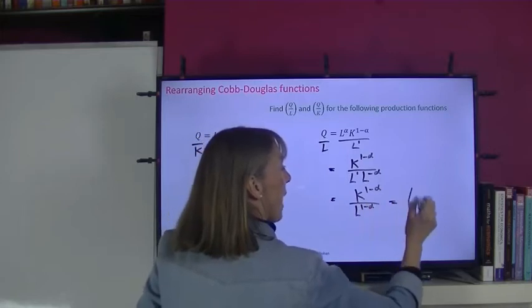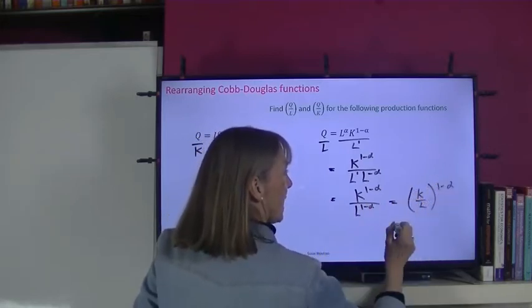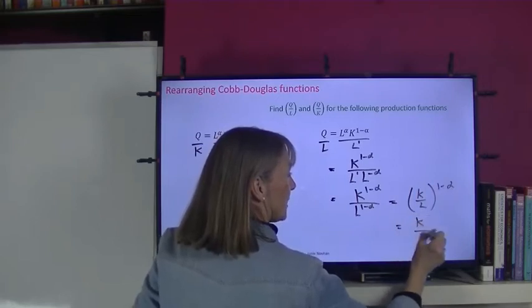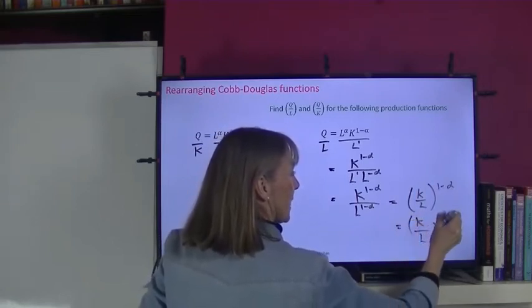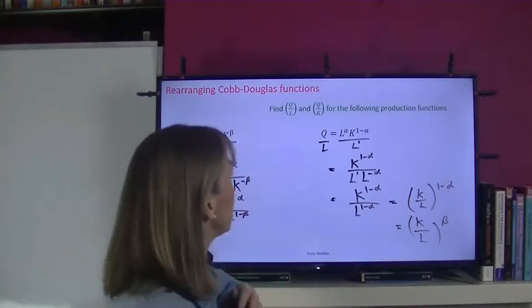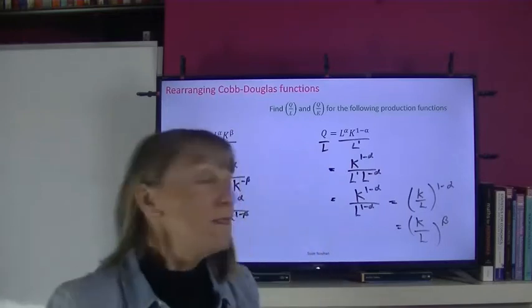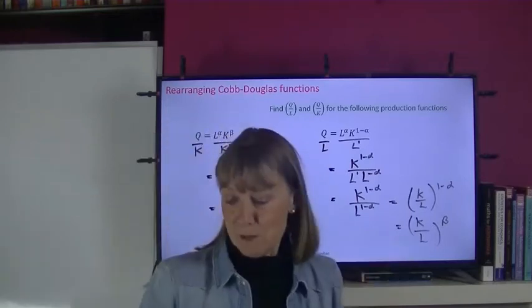These now have the same power, so we can put it into a single fraction. And we can simplify this if we want and say it's beta, because alpha plus beta is equal to 1. So again, we've got the average product of labour is a function of the capital labour ratio.